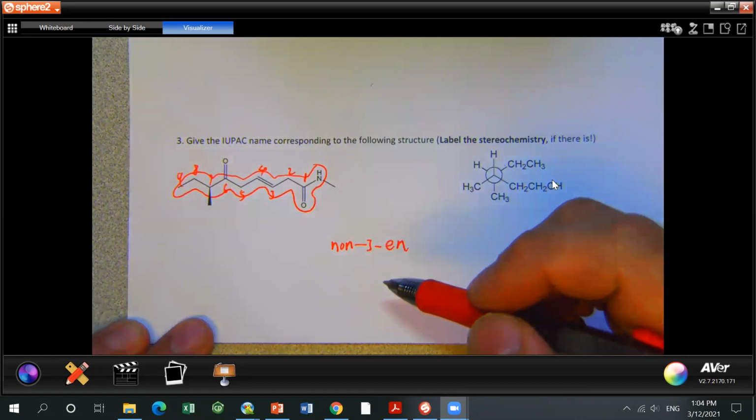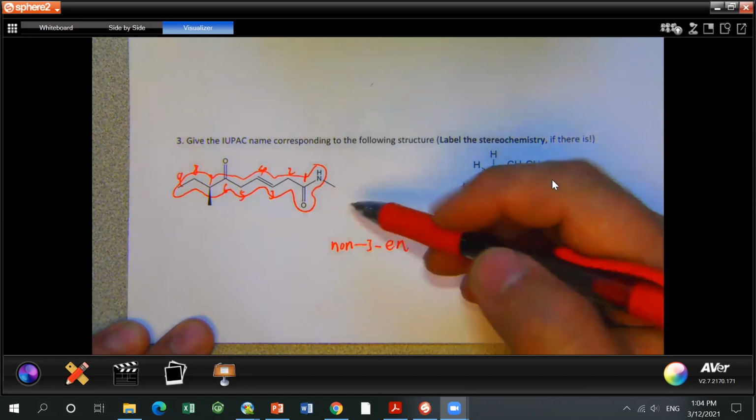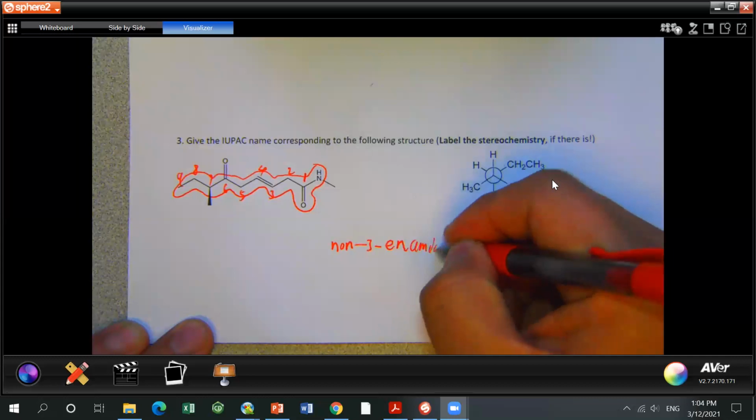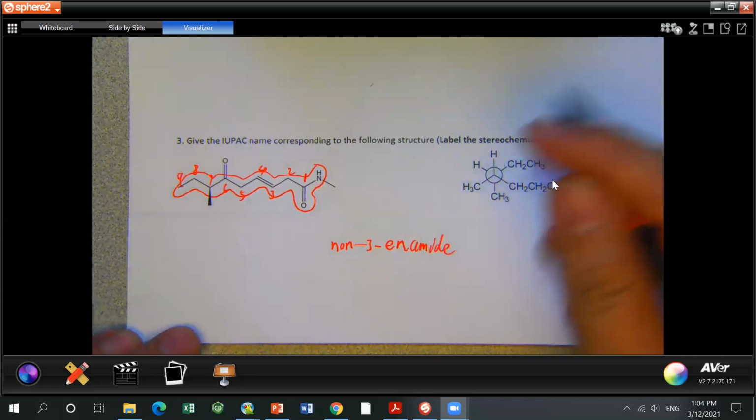All right, and also we need to tell people there's the amide in the molecule. So we need to replace the final E with amide. We don't need to give a location number because that's the terminal functional group, which has to be carbon number 1.